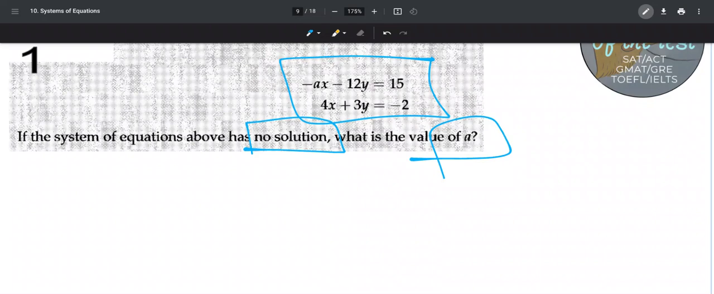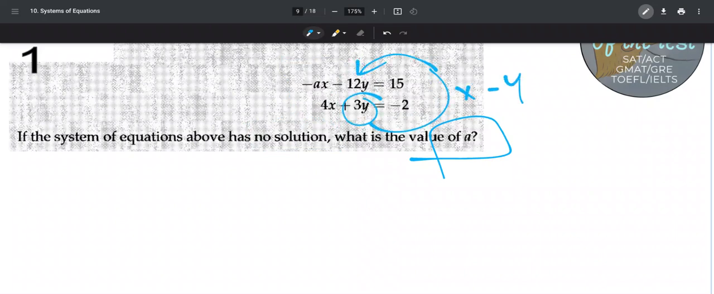Now, when does a system not have a solution? Oh, when there are parallel lines, or you can say when they have the same variables but with a different constant. Which means this 3y and this negative 12y have to be proportional. We already saw the topic of proportion, which means there's something I can multiply the 3y times so that it gives me the negative 12y. So what happens is I'm multiplying times negative 4. So 3y times negative 4 gives me negative 12y.